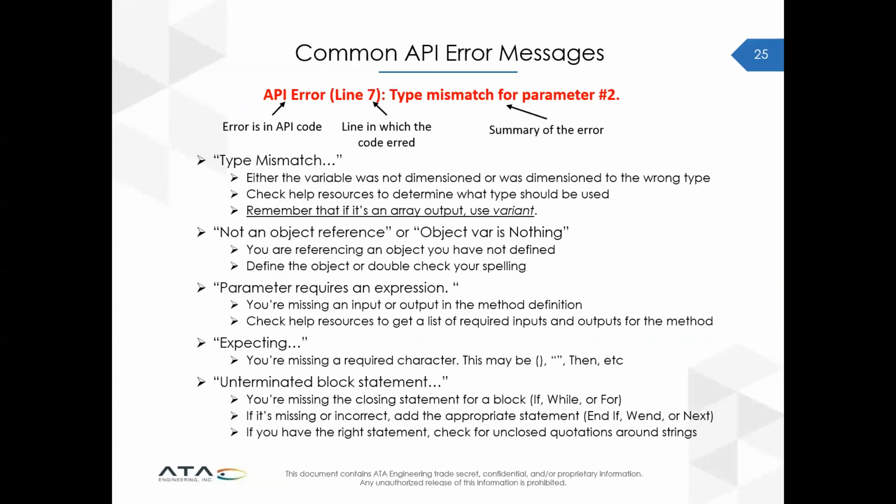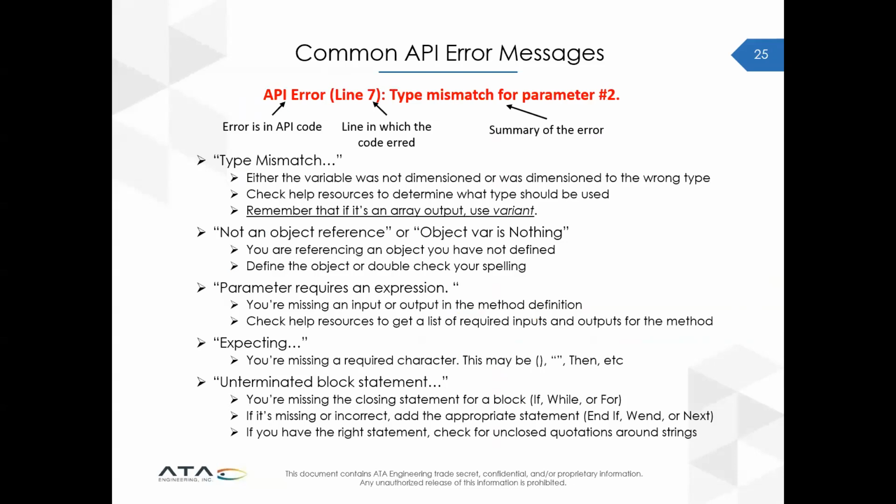Parameter requires an expression. That means that you are missing an input or output in your method definition. So that whole list of things that go in the parentheses, instead of having 4, you only have 3. Again, go check your help resource to figure out what needs to be there and then add it. You might see an expecting and then some sort of character, and that just means you're missing a required character. So you didn't close parentheses or quotations, you forgot your then in an if statement, something like that.